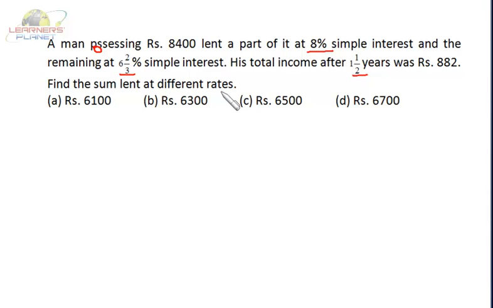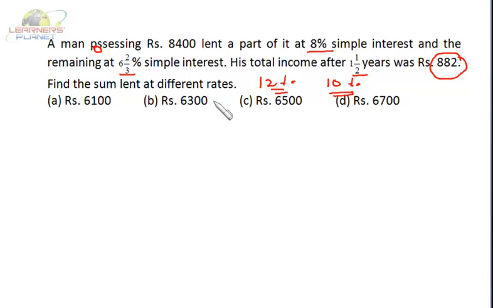Okay friends, further the similar concept. Now how would we do this problem by allegation technique? Friends, this 8% and this 6 2 by 3% is the rate per annum, and his total income is given after 1.5 years. So if 8% is per annum, for 1.5 year it will be 12%. Okay, so it's 12%, and it is 6 2 by 3% for 1 year. That means for 1.5 year it will be 10%. Since the entire calculation is given for 1.5 year.